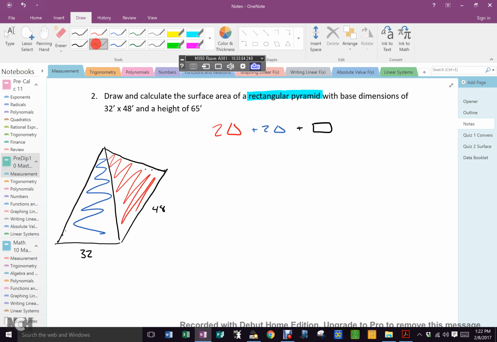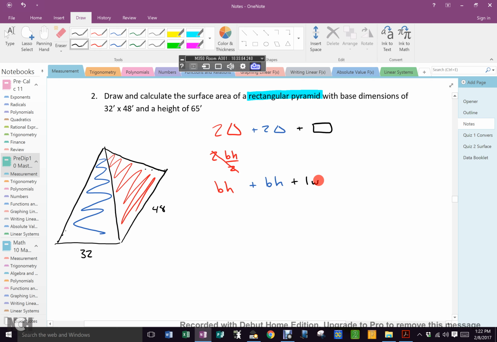So, I got 2 red triangles. Now, L tells us that a triangle is base times height divided by 2, right? And I got 2 of them, correct? So, I got 2 base times height divided by 2. Hey, wait a minute, what do I get to do with those 2's? Cross them out. So I really only have base times height, don't I? And then what do I get to do with the blue one? Same thing. Base times height. And the black is length times width, yeah?